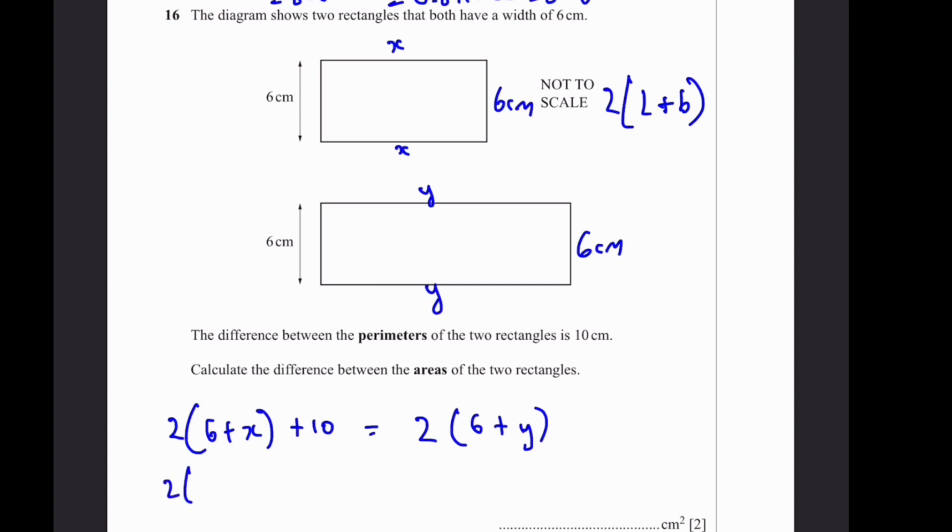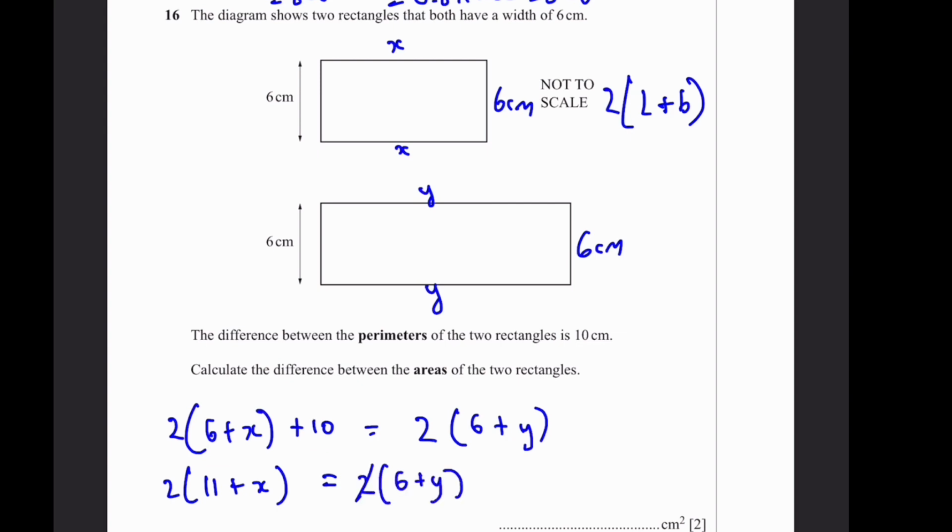And then 2 into 6 plus x plus 5. And we can write that as 2 into 11 plus x. Why do we do that? Because we bring this, divide by 2 and bring it into the bracket. That's equal to 2 into 6 plus y.